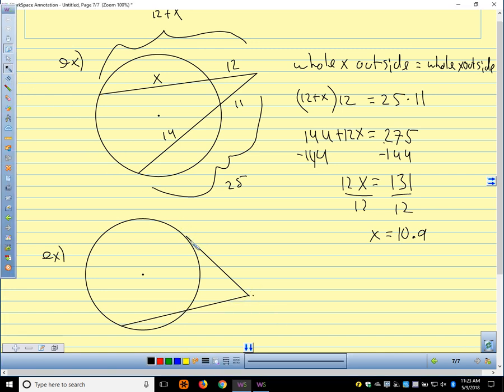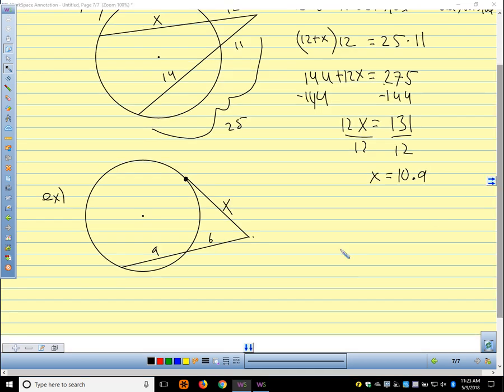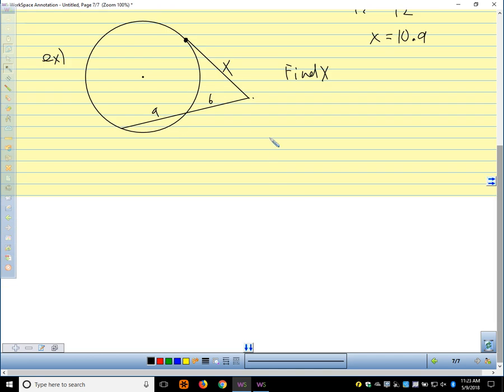All right, so this is a tangent segment here. I'm going to call this x, this piece 9, and this piece 6. So we have a secant and a tangent. We want to find x. So we know we have the whole times the outside equals the tangent squared is our formula, our little acronym.